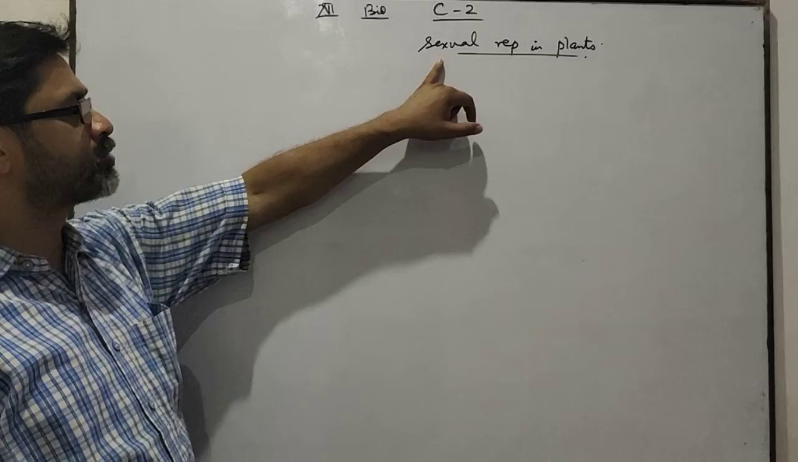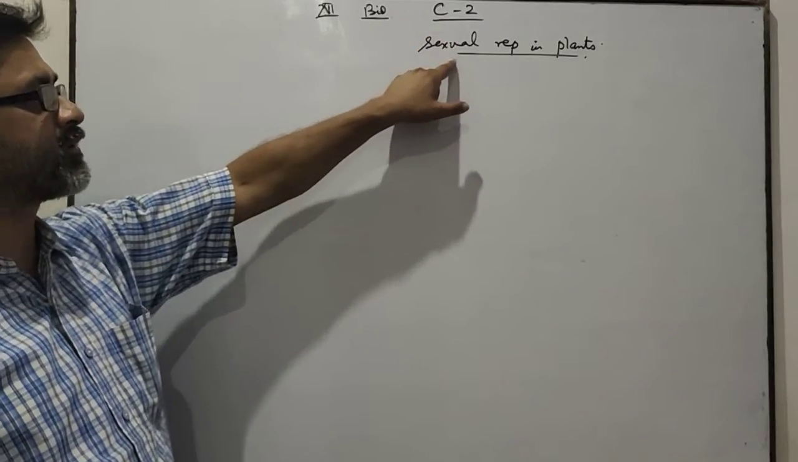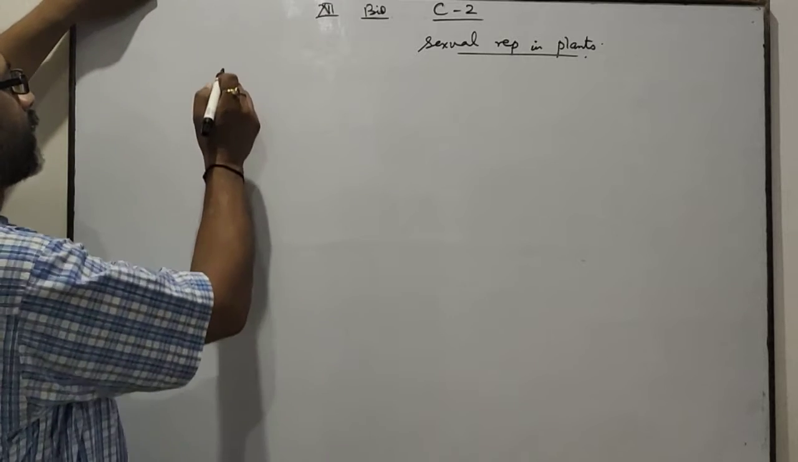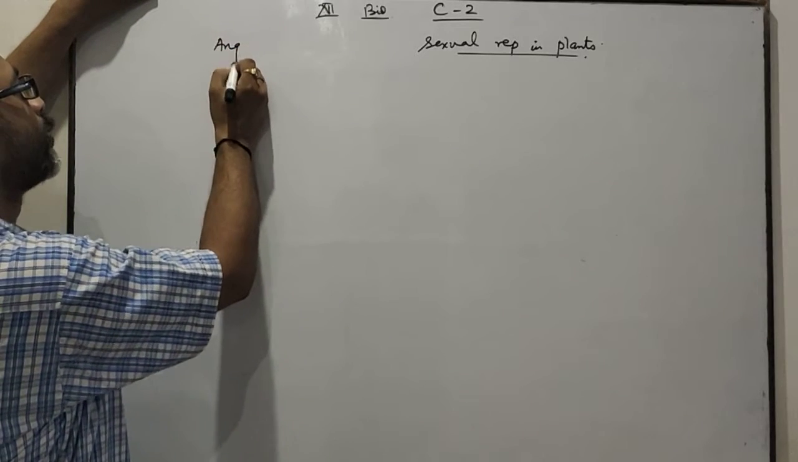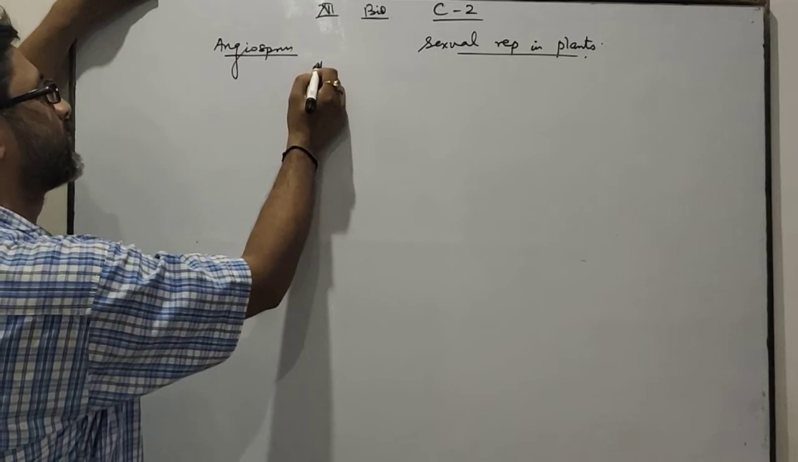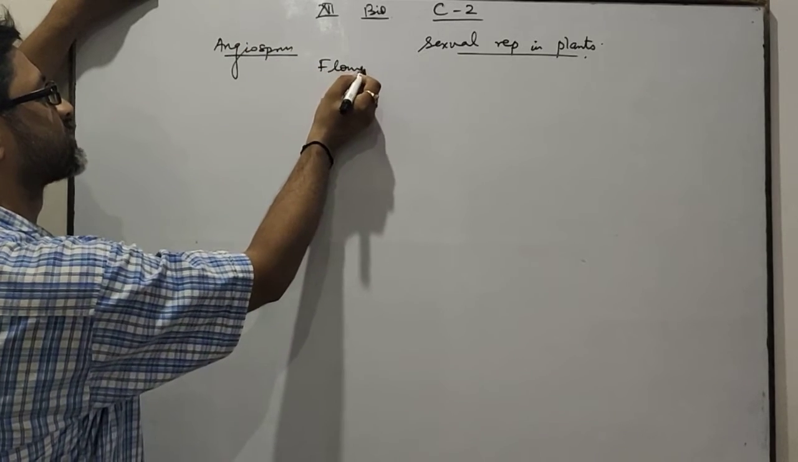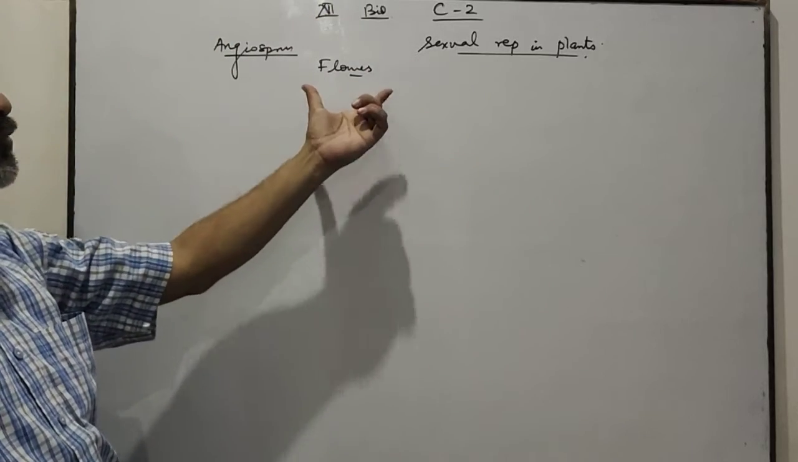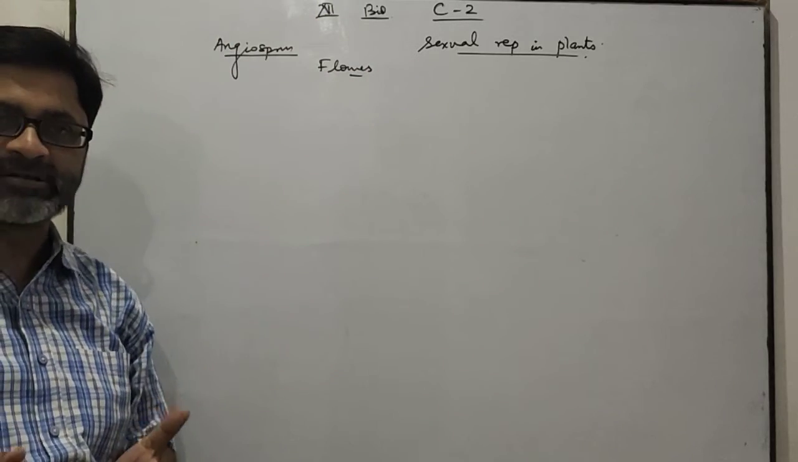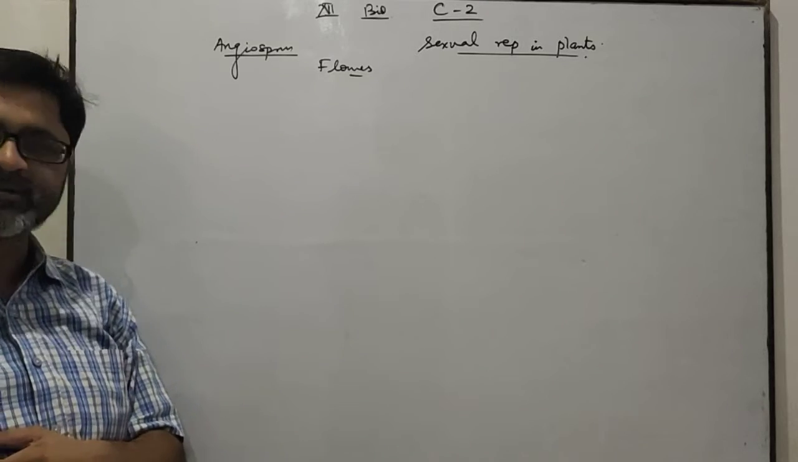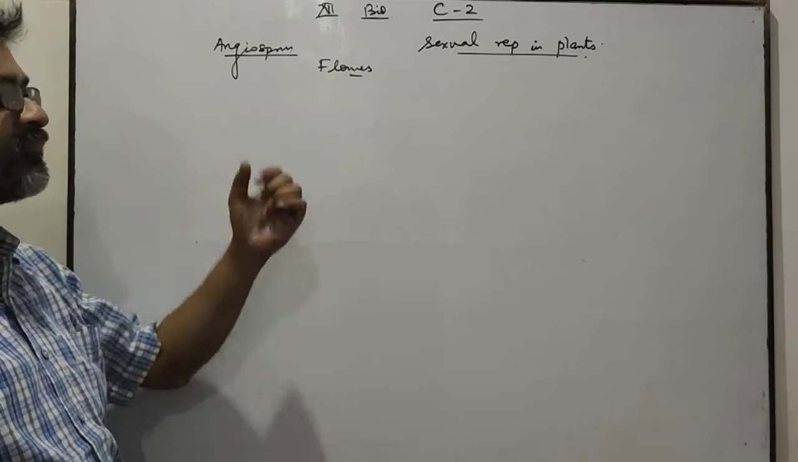I am going to teach you the second chapter of your biology. That one is sexual reproduction in plants. You know that most of the plants are angiosperms, means they produce flowers. What are flowers? Flowers are the sexual parts of plants. Means that part of the plant which takes part in sexual reproduction is called flower.